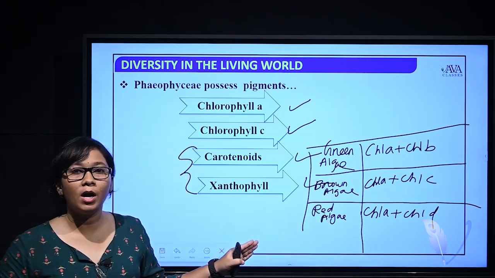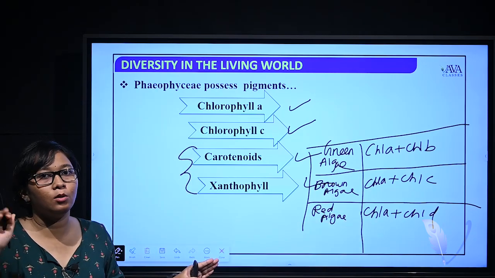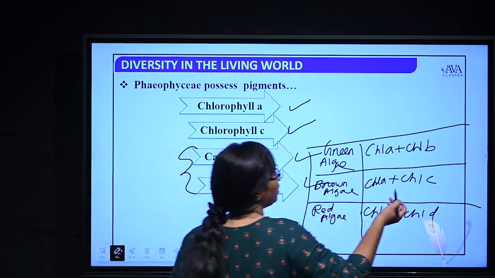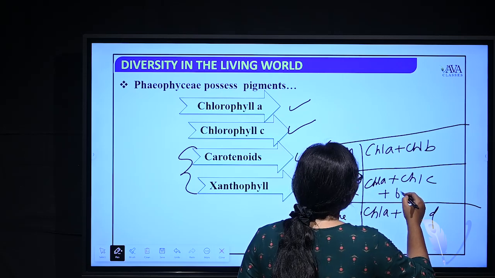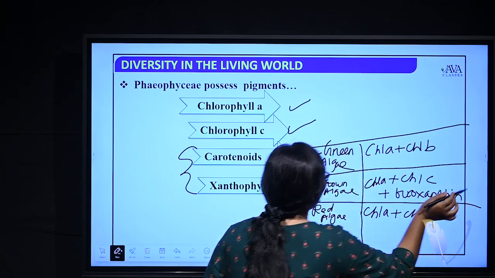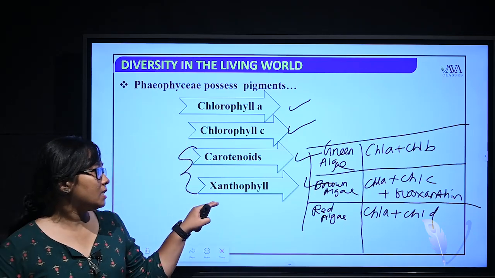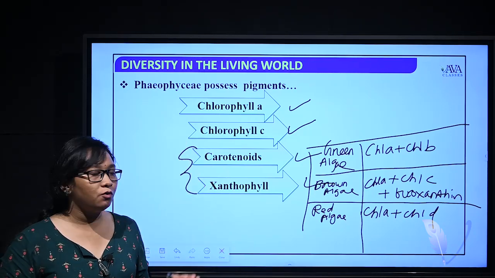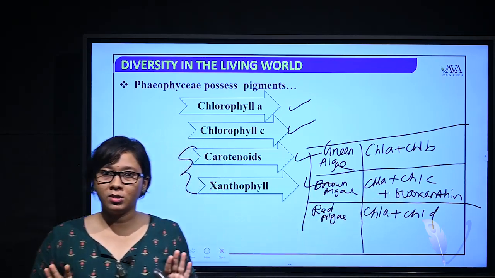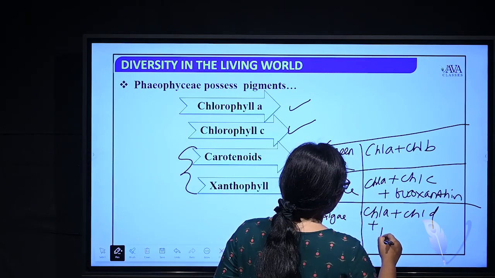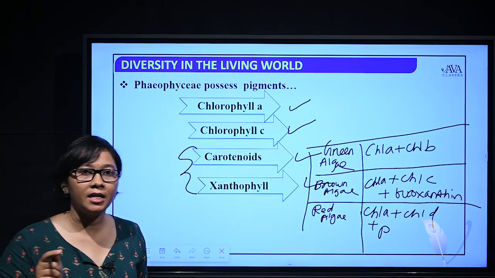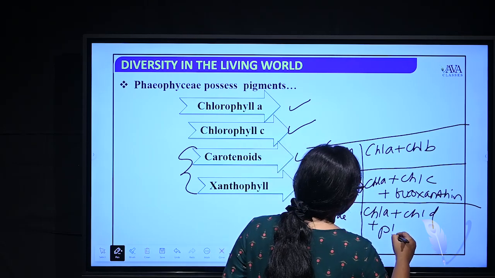Apart from that, there is a dominant pigment present in all these algae, which is why they appear colorful. For example, in brown algae, the dominant pigment is fucoxanthin. Beta carotenoids and xanthophylls are also present, but the dominant pigment is fucoxanthin. In red algae, the dominant pigment, for which they appear red in color, is phycoerythrin.